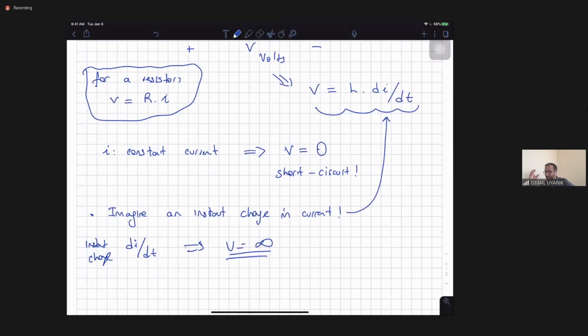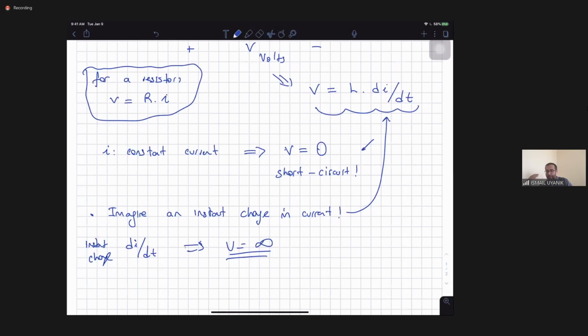But for now, what we should know is if you are trying to apply a constant current, then this will behave like a short circuit. There will be no voltage drop across the terminals of the inductor. That current will directly pass through the terminals of the inductor. But if you're trying to apply an instant change in the current, that won't be possible because the inductor will block it.